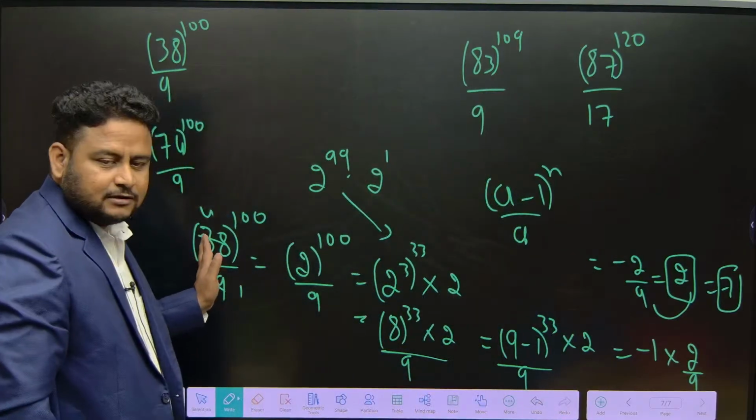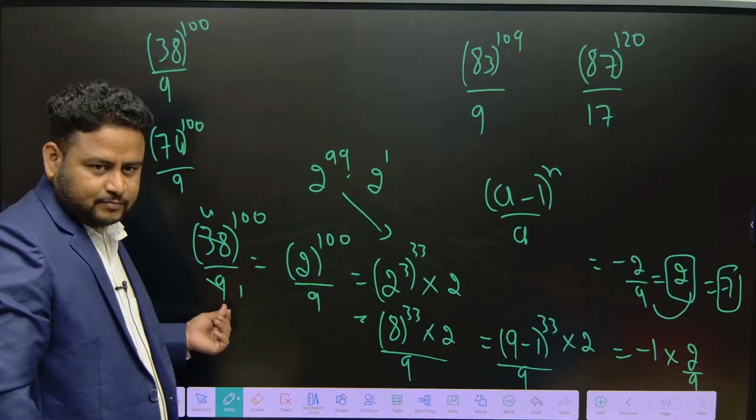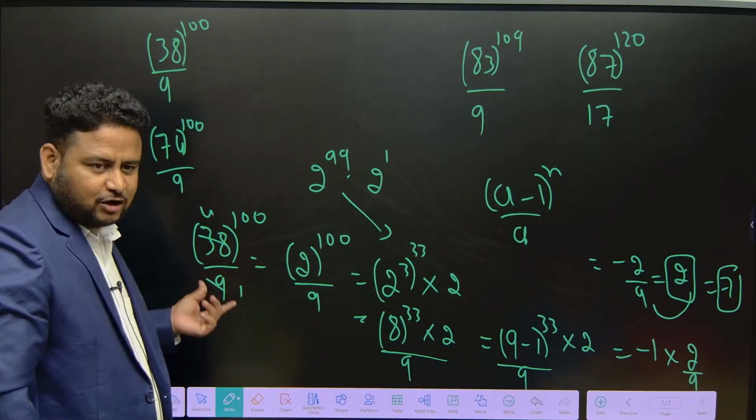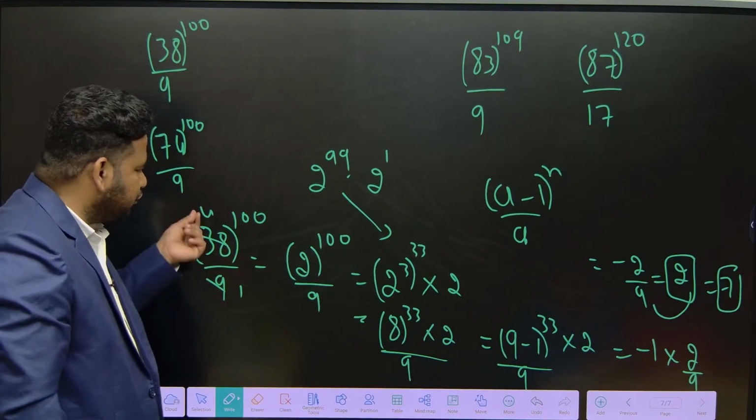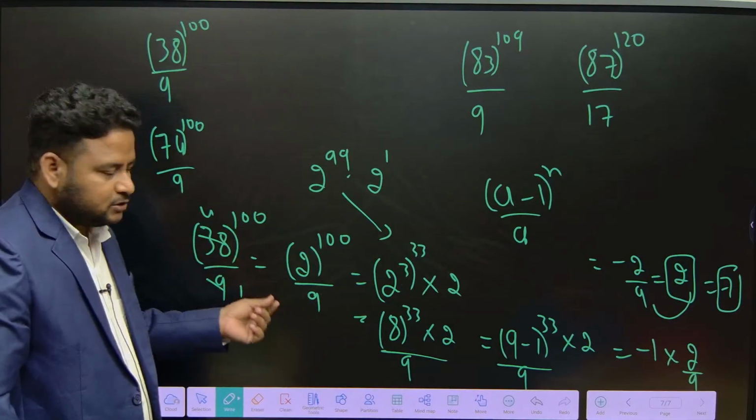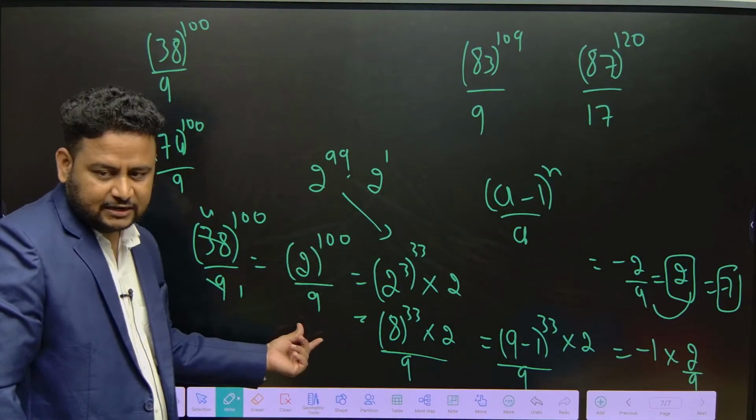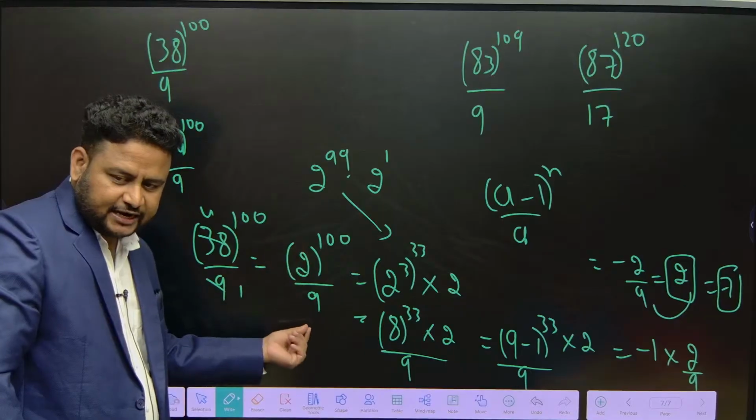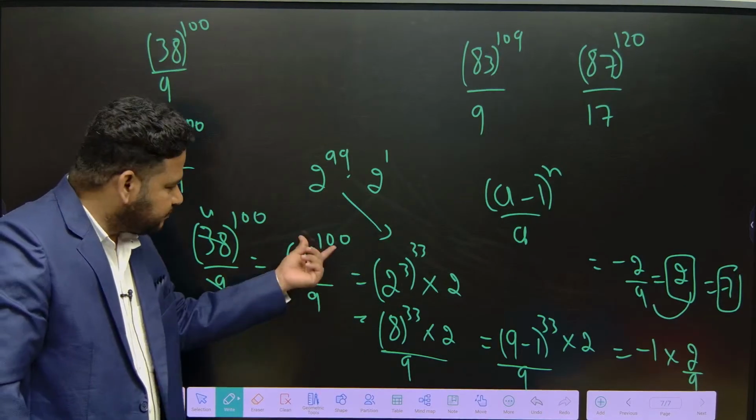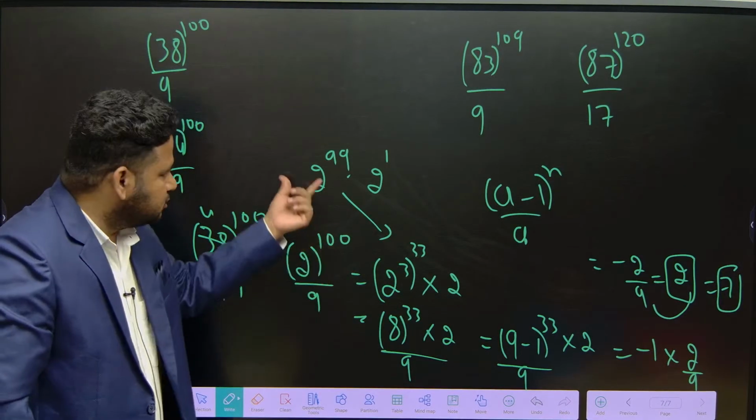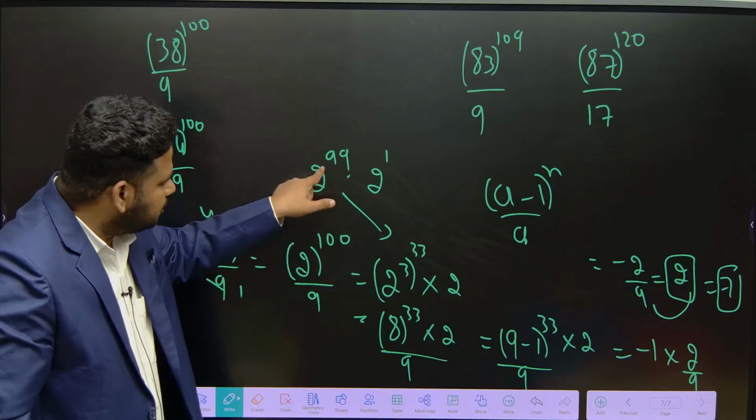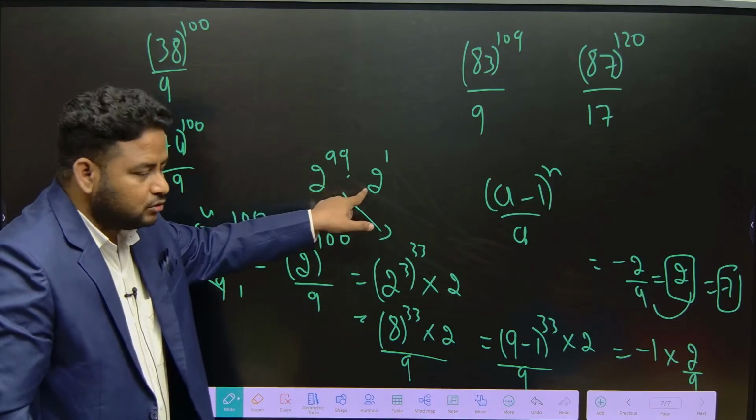So 38, we cannot write it in terms of 9 because we are doing this for non-prime numbers. So 38, 9 4s are 36, remainder is 2. So 2 to the power of 100 by 9. Again this 2 I cannot write directly in terms of 9, so for that I have to modify this 100. So 2 to the power of 100 can be written as what? 2 to the power of 99 into 2 to the power of 1.